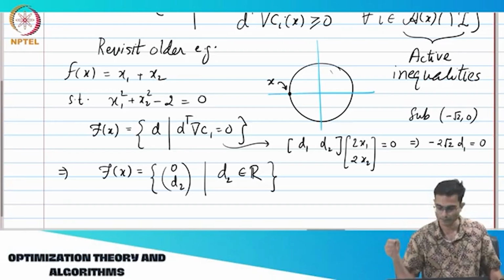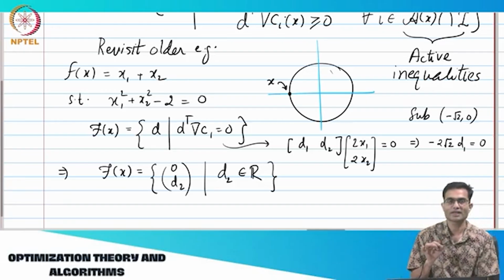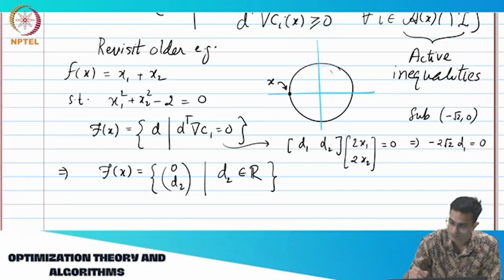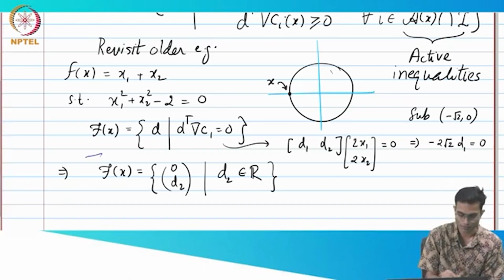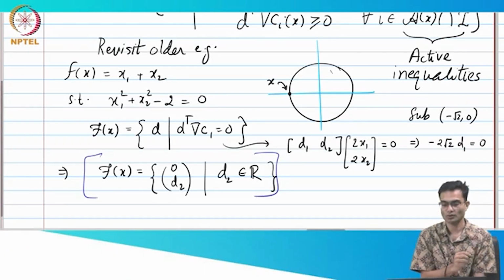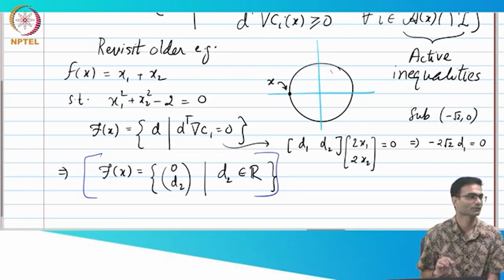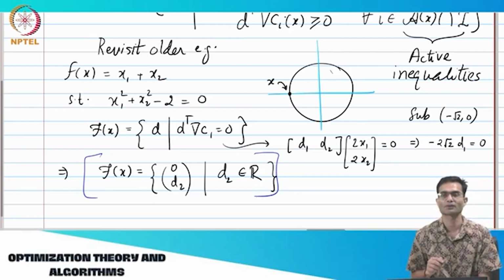Everyone with me so far? So what is this saying? If I ask you to draw this feasible set at this point x, what will you draw?